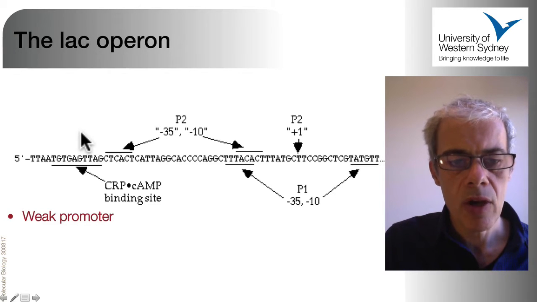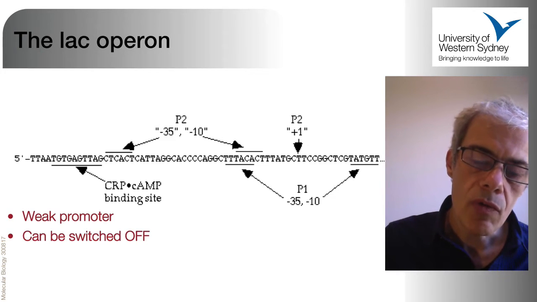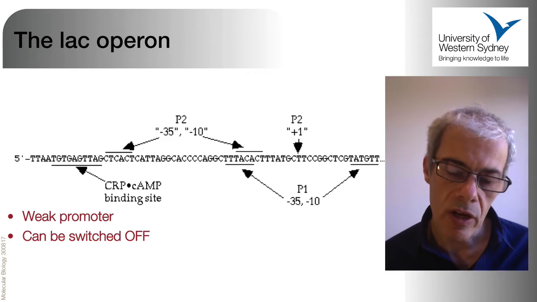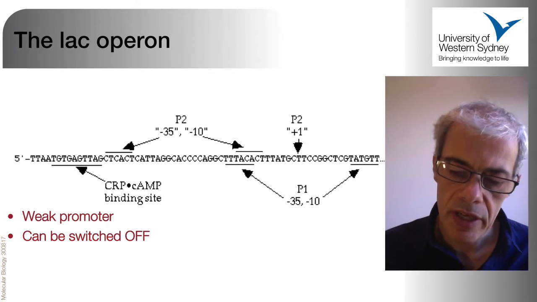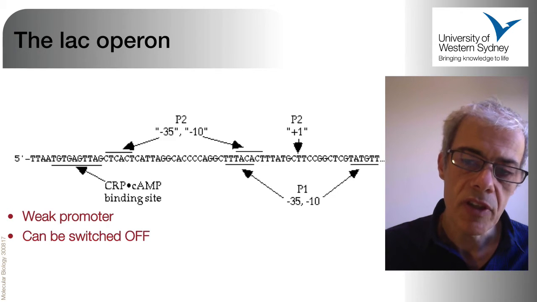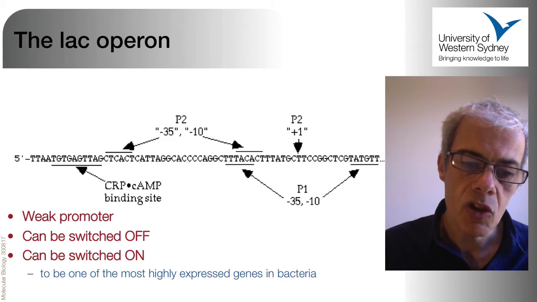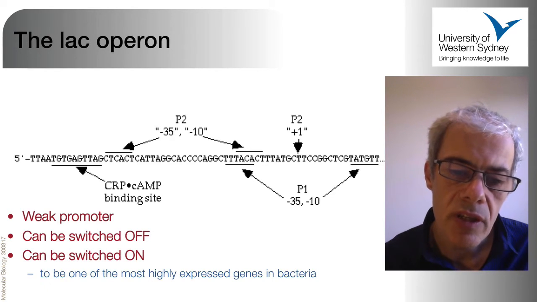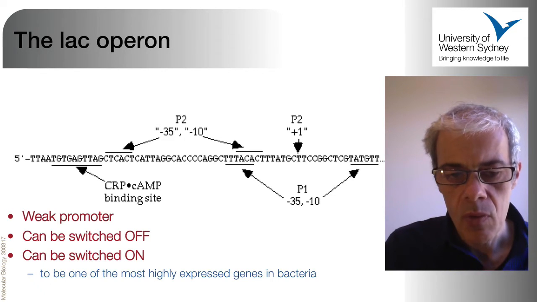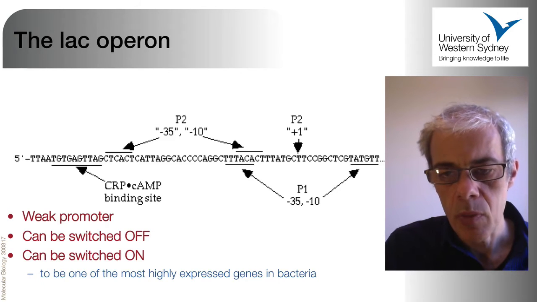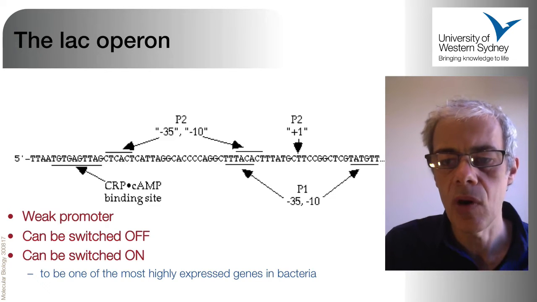So effectively, the Lac Operon contains a weak promoter, but we know from studies of the bacteria in the presence and absence of lactose that these genes can be switched. The operon can be switched off so that it doesn't express any of the Lac Operon, and it can also be switched on to the extent that it's one of the most highly expressed genes in bacteria. So we have this weak promoter which can be in the off state or somehow converted into a very active on state.